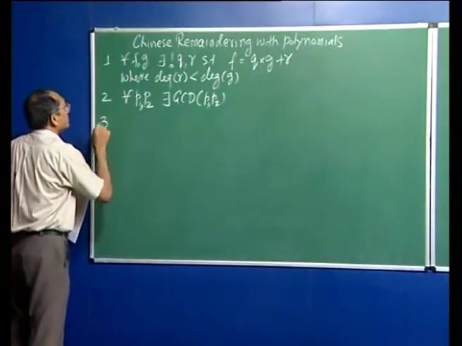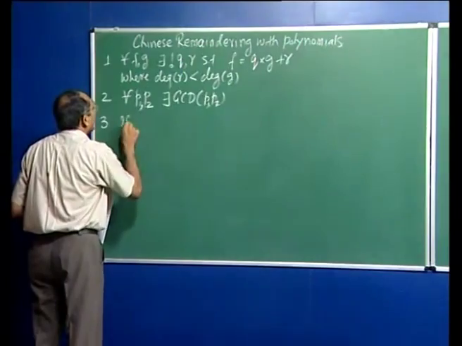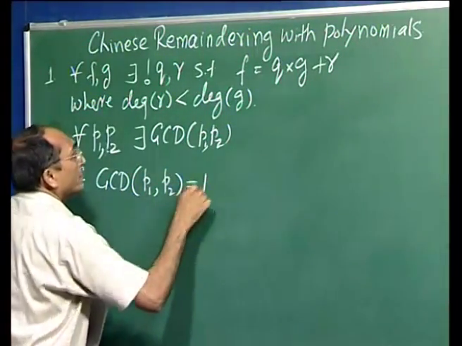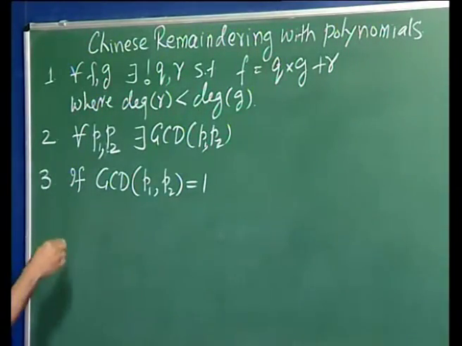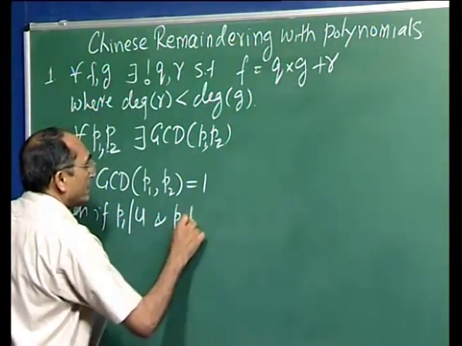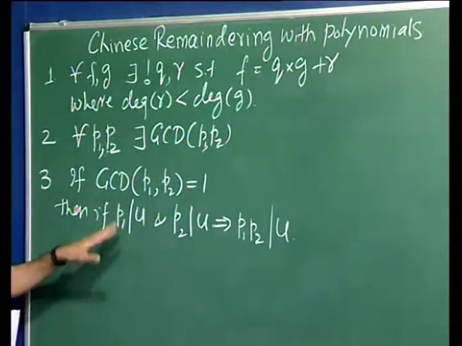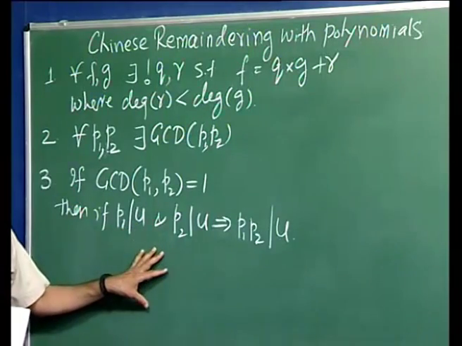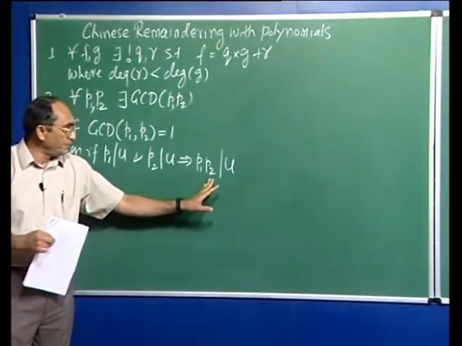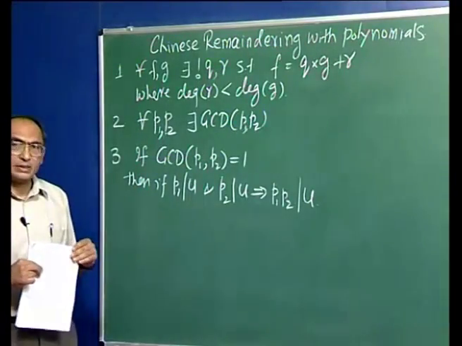We also noticed that if the GCD of two polynomials is 1, that is to say, if P1 and P2 are co-prime, then if P1 divides another polynomial u, and P2 divides the same polynomial, then their product P1 P2 divides u. And this we can extend to n polynomials. If you have a set of n polynomials which are pairwise co-prime and each of them divides u, then the product of all the n polynomials will divide u. We had also written some properties of modulo computation.